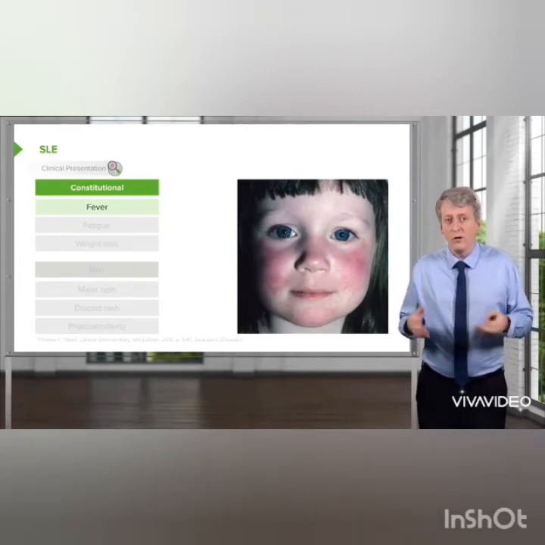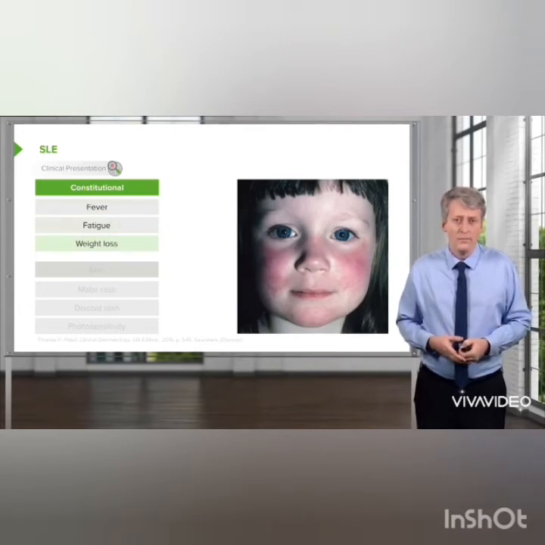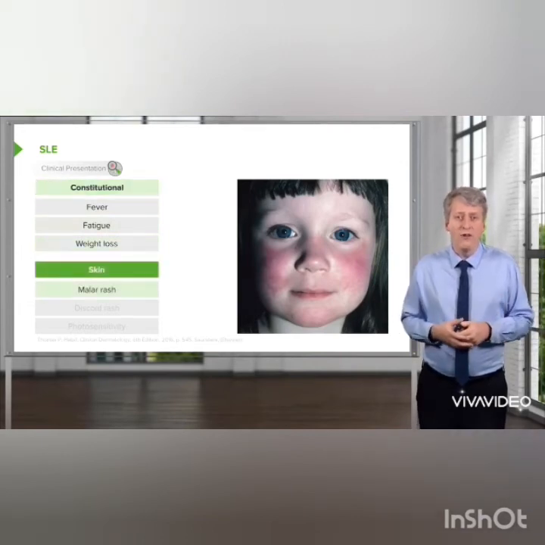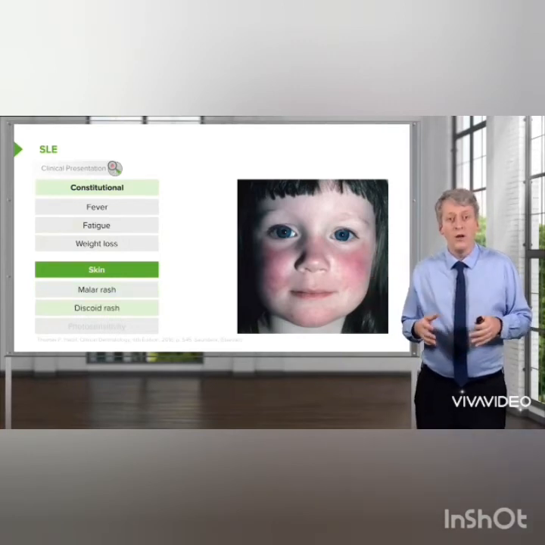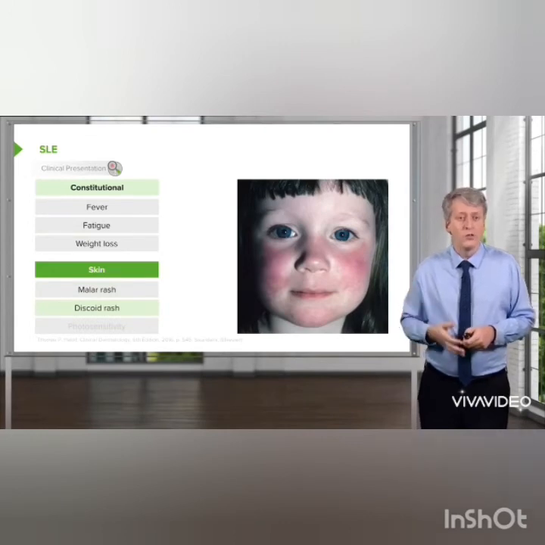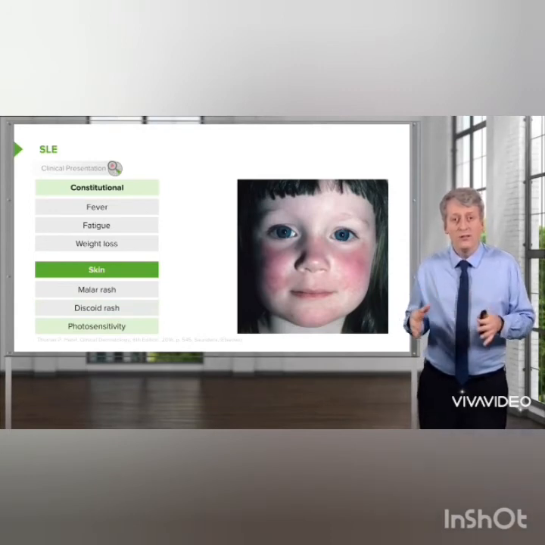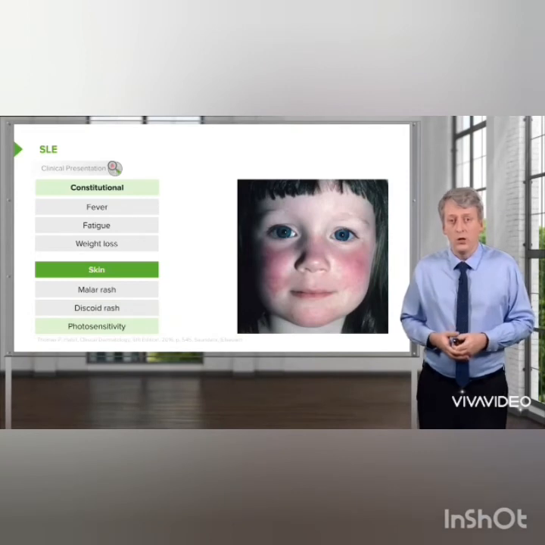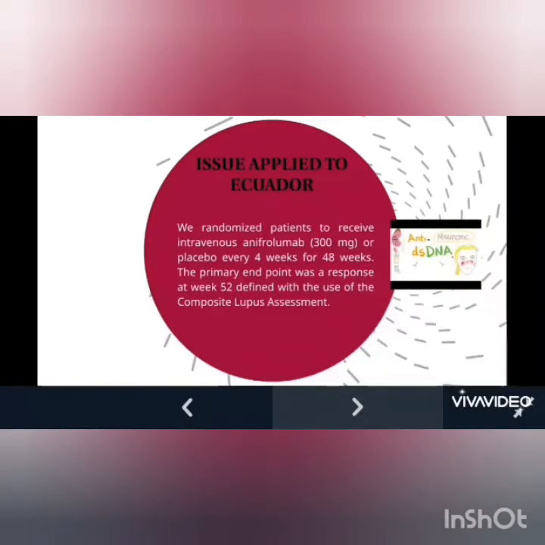Constitutionally, these patients get frequent fevers. They may have fatigue, and they'll develop weight loss as well. Their skin has a few key findings. This girl has one of them, a malar rash. They may also have a discoid rash, which are little round circles around the skin. Discoid rashes are also common in babies with lupus, and we'll talk about that entity separately. Also, patients may get photosensitivity, which is an increased susceptibility to burn when exposed to the sun. Patients do get lung involvement.